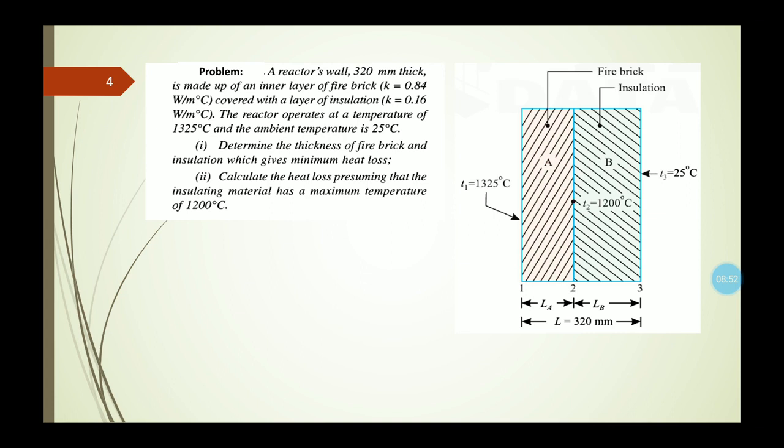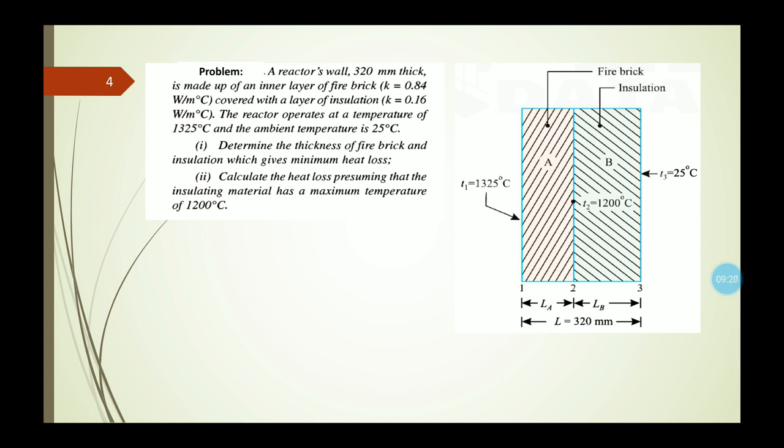Now we need to determine the thickness of the fire brick and insulation which gives minimum heat loss. The total thickness is given as 320 mm. We need to determine the thickness of each, fire brick and insulation. Next, we need to calculate the heat loss presuming that the insulating material has a maximum temperature of 1200 degrees centigrade. So this is the question given.